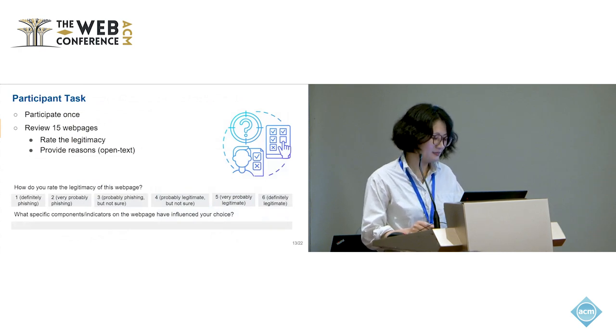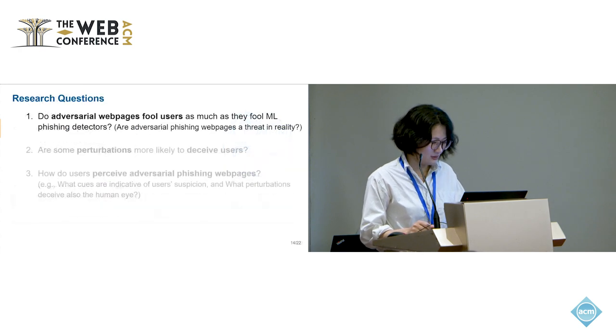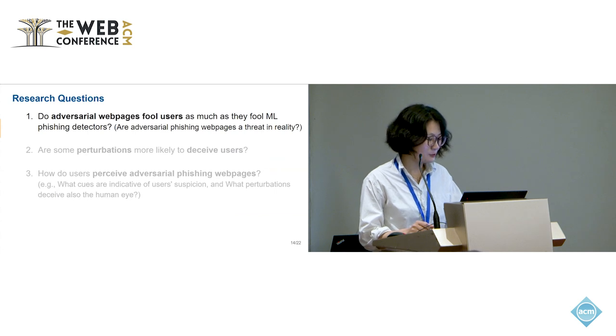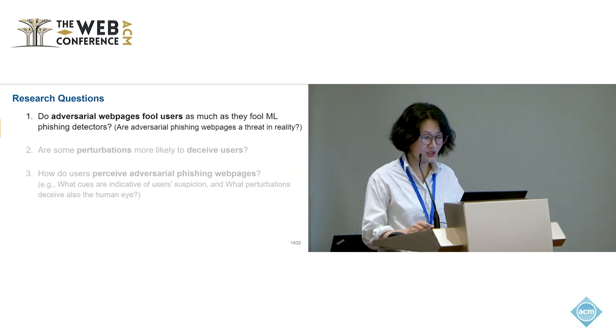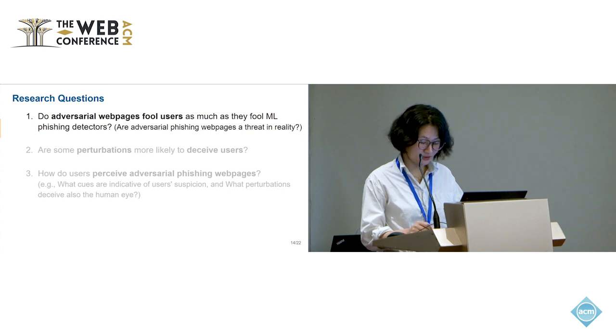they can only participate in our study once, and each participant is asked to review 15 web pages. For each web page, they should rate the legitimacy and point out what specific indicators on the web page have influenced their choice. So what we found began with the first question: do adversarial web pages fool users as much as they fool machine learning phishing detectors?